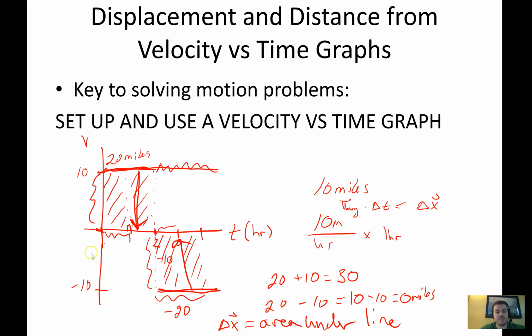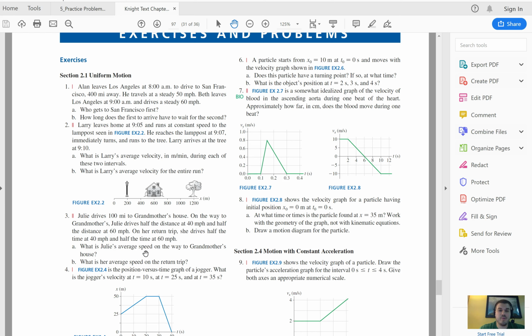Let's model this process with problem number 1 from your practice problems, which is problem number 1 from chapter 2. So we're told that one person leaves LA at 8 a.m. to drive to San Francisco 400 miles away. He travels at 50 miles per hour. So we're assuming he's just moving straight. Maybe this is Elon Musk's tubing system underground, and you can just move straight.